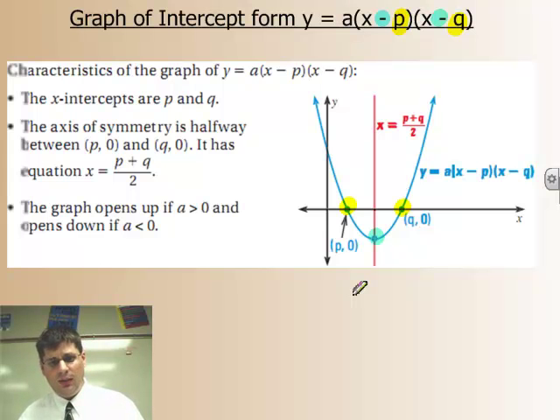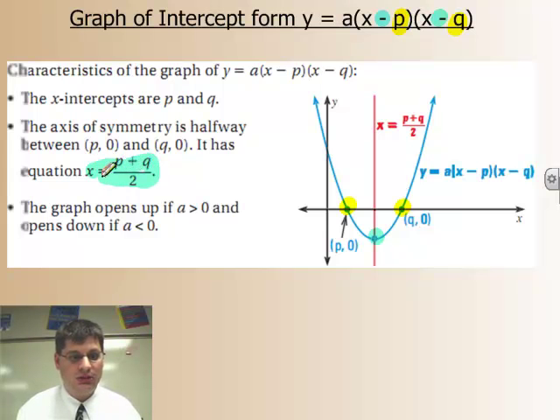So naturally, if it's right in the center, it's going to be equidistant from p to q, right in the middle. That's what equidistant means, right? So how do we find that? Well, we just have to figure out the halfway distance between p and q. And how do you find the halfway distance between 2 points? You're going to take an average, right? You average it out. So you could say p plus q and divide that by 2. Hence why we get this equation of x equals (p plus q) divided by 2 to get your axis of symmetry.